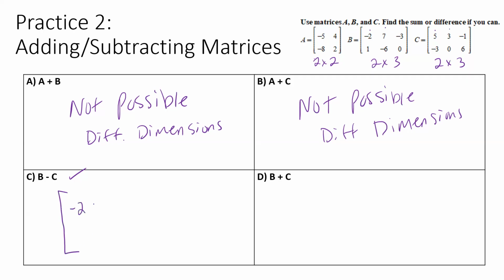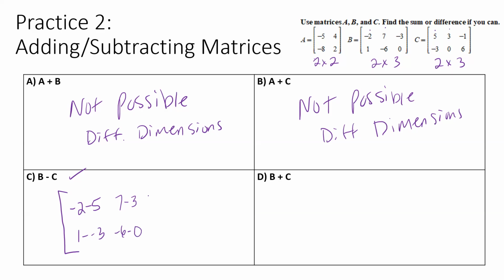So we have negative 2, and what's its corresponding matrix? 5 minus 5, that's gonna be 1. Then I'm gonna do 1, 1 is gonna be minus negative 3. Does that make sense? Okay, on to the next, our next column. So we have 7 minus what? 3. And then we have negative 6 minus 0.